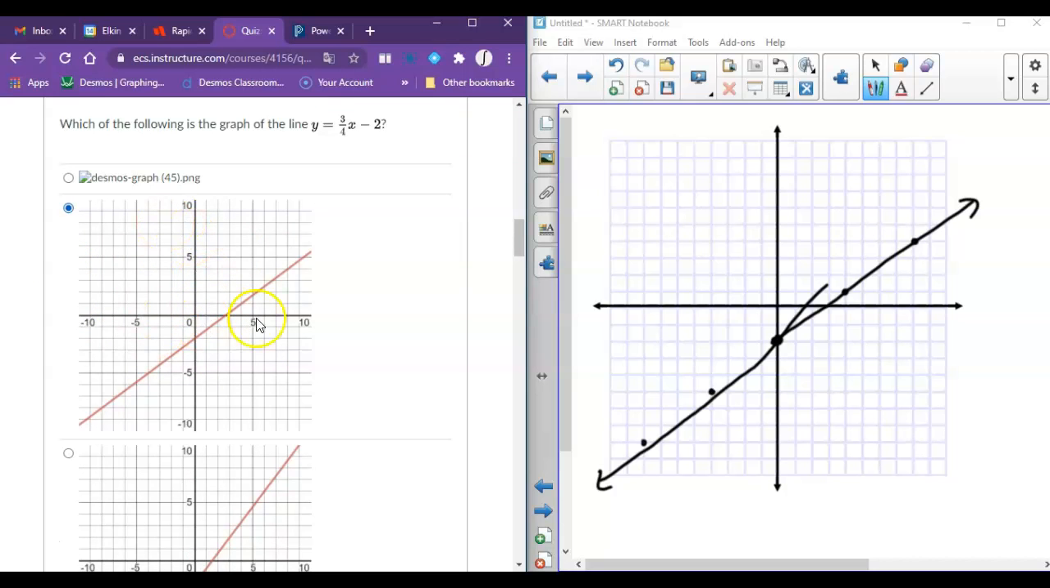But now be careful with yours. Your graphs might be showing up in a different order than mine, so you need to make sure you're matching the correct graph.